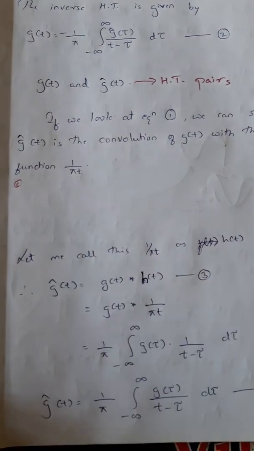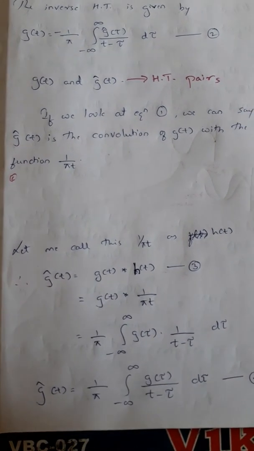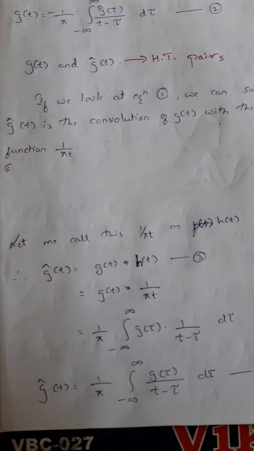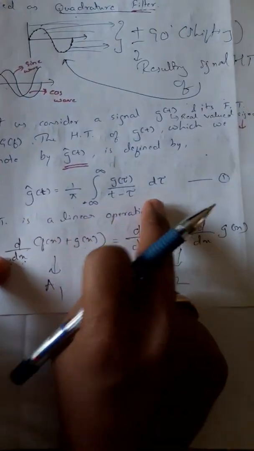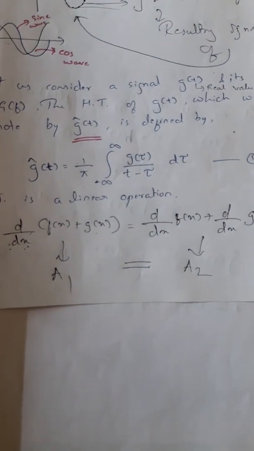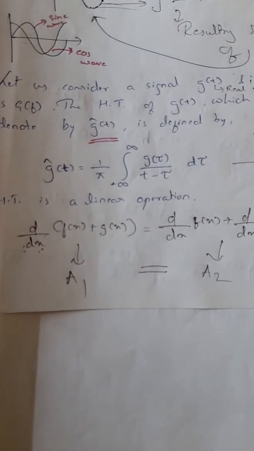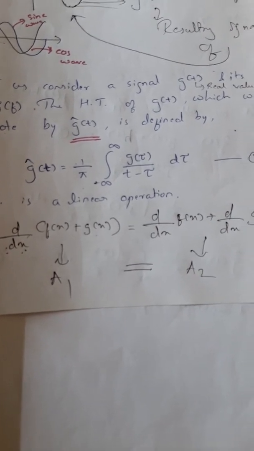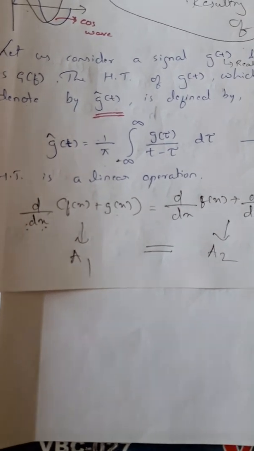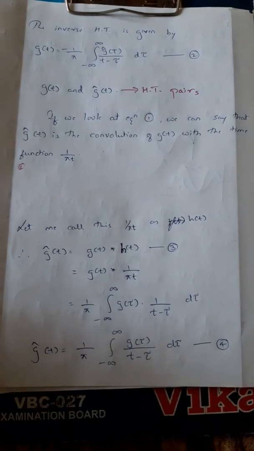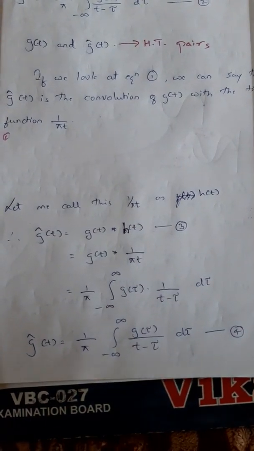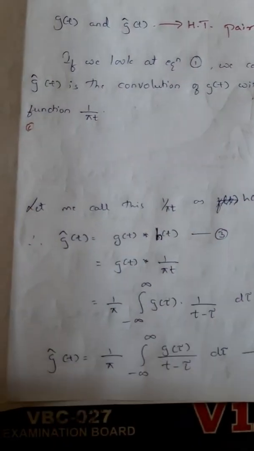So we already defined g of t and g cap of t, the Hilbert transform and the inverse Hilbert transform. Now let me look at the first equation. Can you recall what kind of equation you have already seen in your signals and systems? It is a convolution integral. So if you look at equation 1, we can say that g cap of t is a convolution of g of t with the time function 1 by pi t.